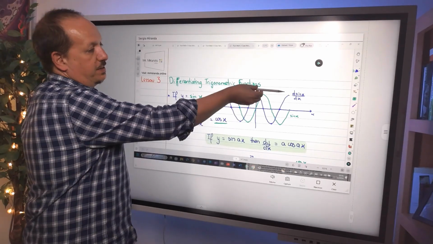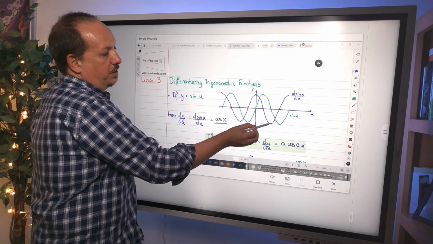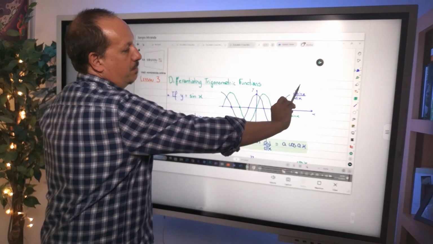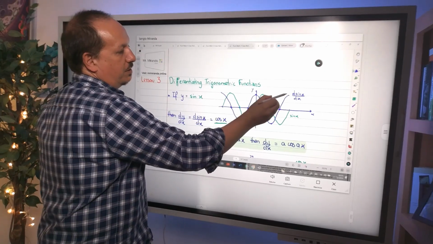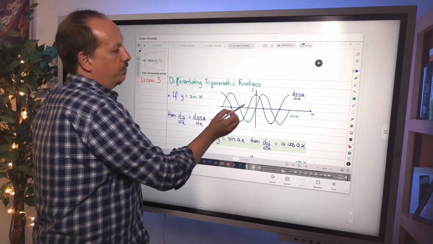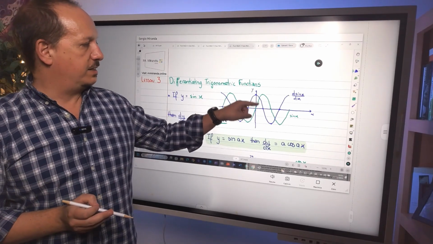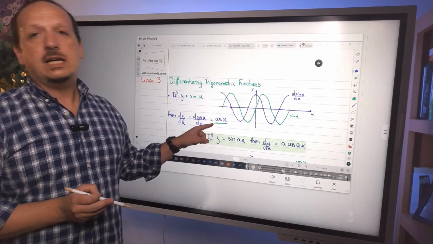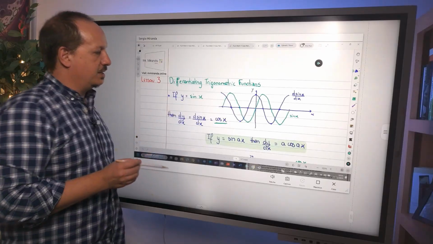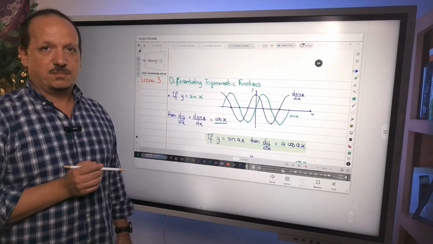See, here is 0. Here is the minimum, over here, minus 1. Here is 0 again. Here is maximum positive, over here. So at blue, you will have the value of the derivative of the sine. And if you look at this blue shape, what is this? This is just the cosine. So if you differentiate the sine of x, the result is going to be the cosine of x.